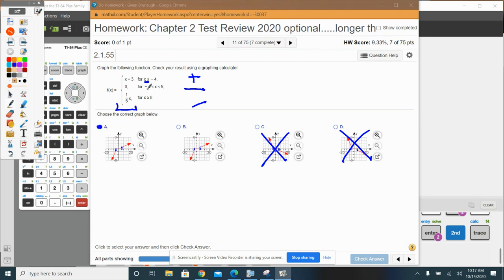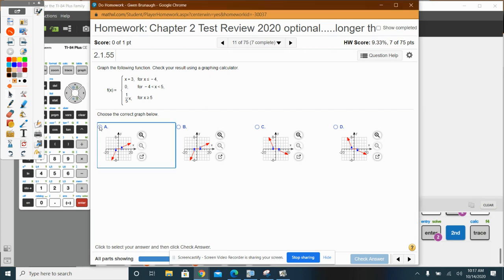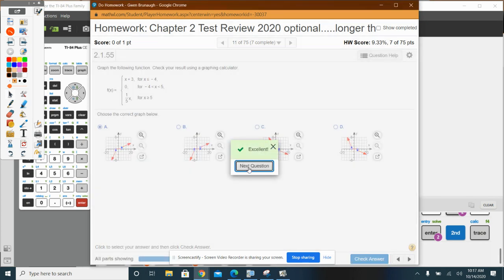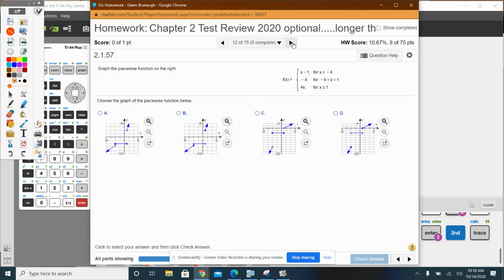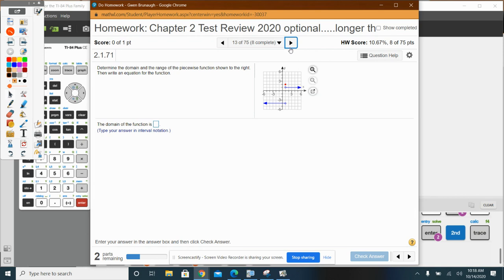If you didn't look at the first one, you could have done the second one as well. 0 is going to have an open, open. And you can see that 0 has the open, open on A as well. So you're just kind of looking for what it's not. And that's going to be the best way to find those piecewise graphs. Okay, that one's very similar.